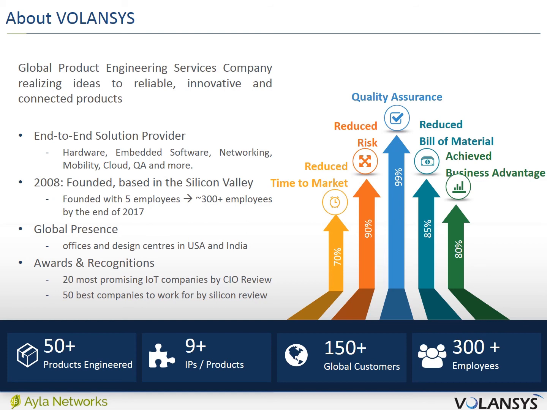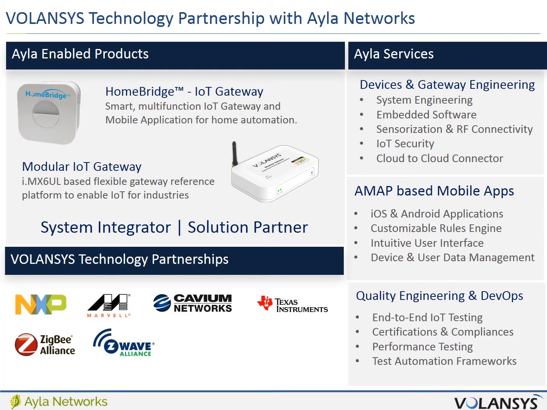We're moving to the last deck. Here are some of the product leverage solutions which are already enabled with Ayla platforms that we have. Homebridge we talked about in detail. Over here I would like to touch on the modular gateway, which is an IMX6 based flexible gateway. One can plug and play various modules with it, and it already supports a lot of RF connectivity, including Thread, ZigBee, and BLE.